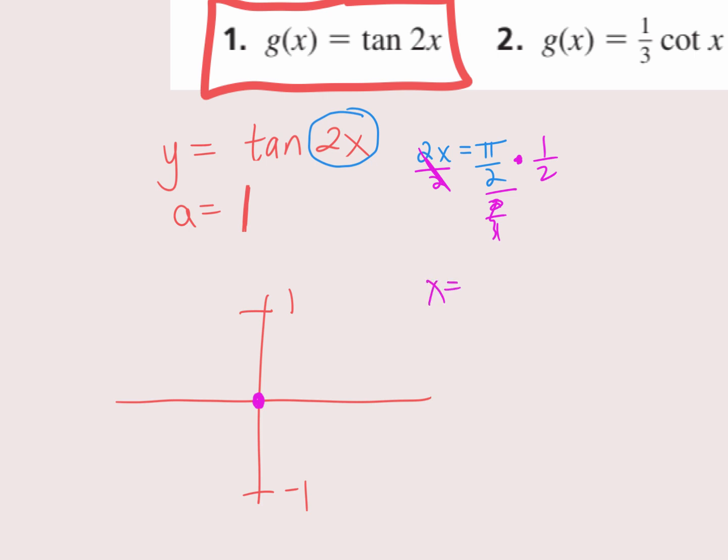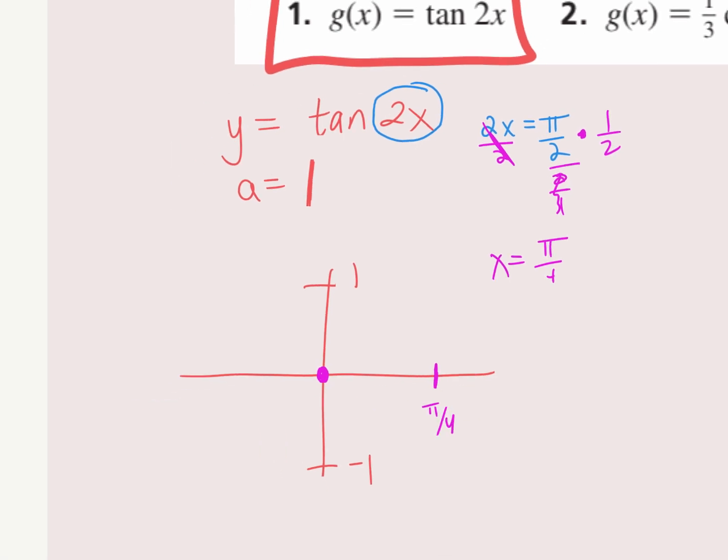So I have my asymptote at pi over what? Yep, pi over 4. So I have 1 over here at pi over 4. Where's my other one? At negative pi over 4. And how do I draw my asymptote? It's a dotted line because it's not an actual line. It's just a boundary that your graph gets close to and doesn't touch.